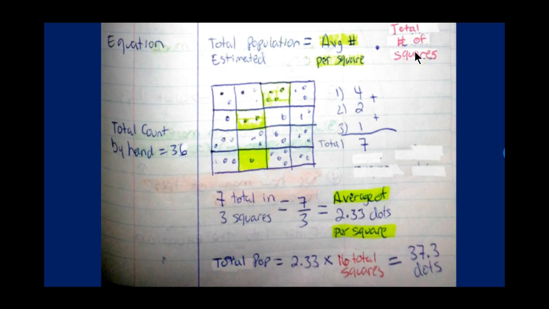Now, if you get a really, really long number, so 2.3333333, you can go ahead and just multiply that by the number of squares. You don't have to round it right at this point. Your final answer needs to be rounded. So long as your answer falls in a range, you'll be okay. If your answer is between this number and this number, you're fine. So in this problem, I have an average of 2.33 times 16 squares, which gives me an estimated population of 37.3 dots. And that's it.